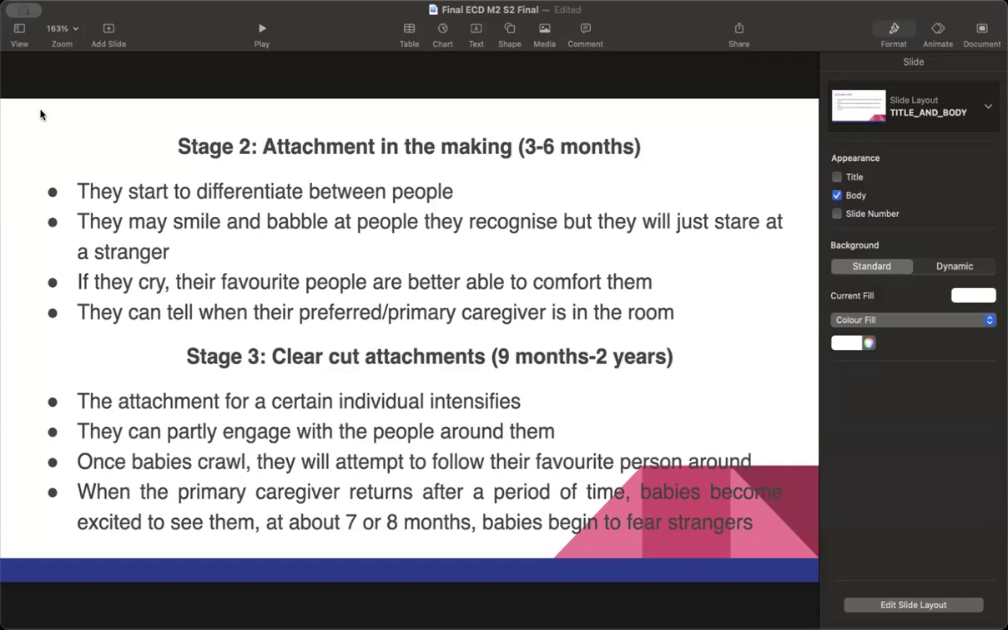Okay, awesome. So Margaret, tell us, do you have any children of your own? Yes, I do. All right, so what do you think about this theory of stage 3, clear-cut attachments?